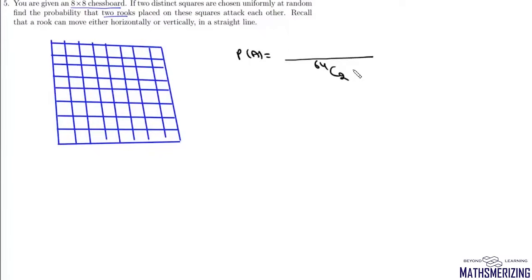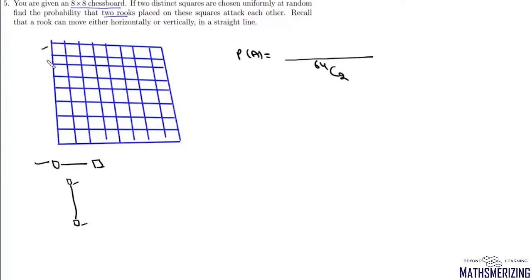So we know that these two rooks will attack each other if they are placed on the same horizontal file or on the same vertical file. So we'll take case 1, when the two rooks are on the same horizontal file.